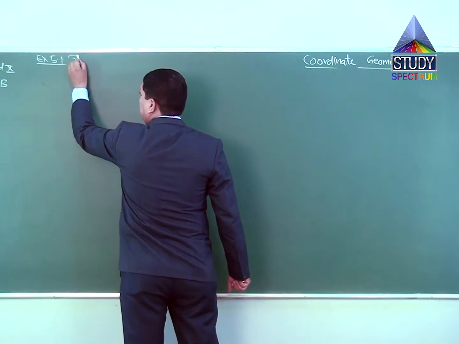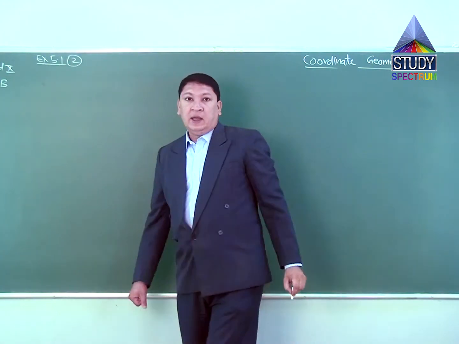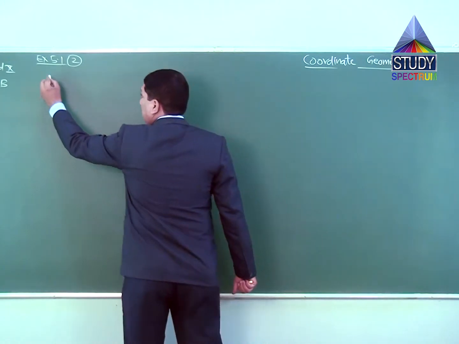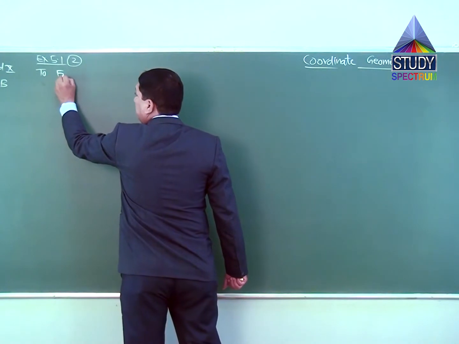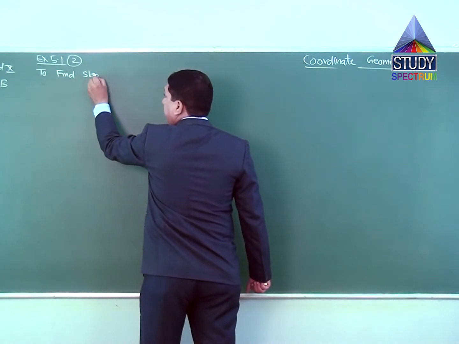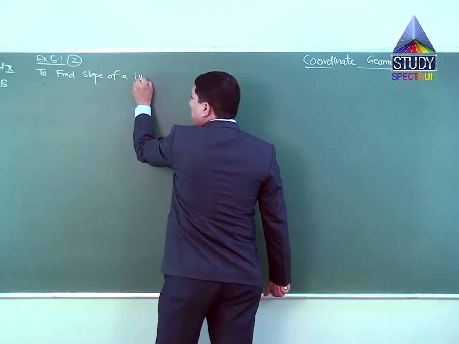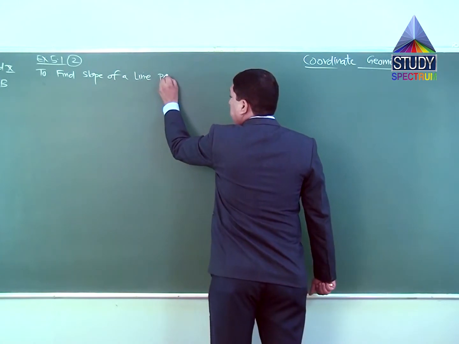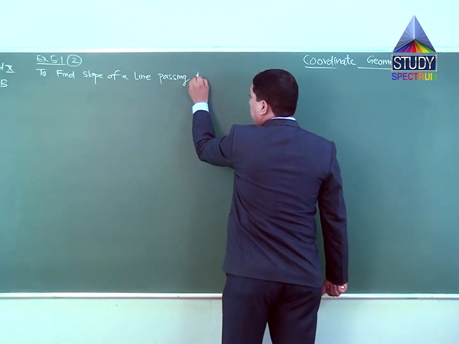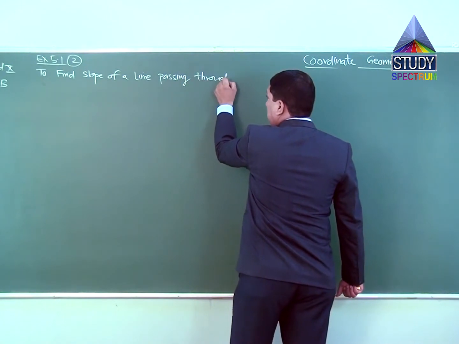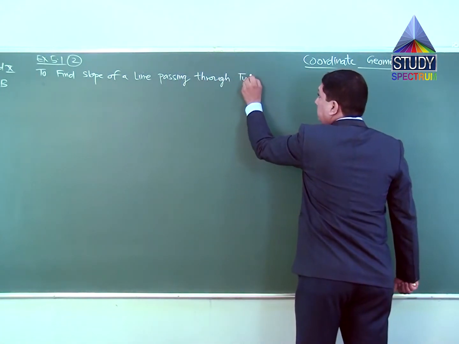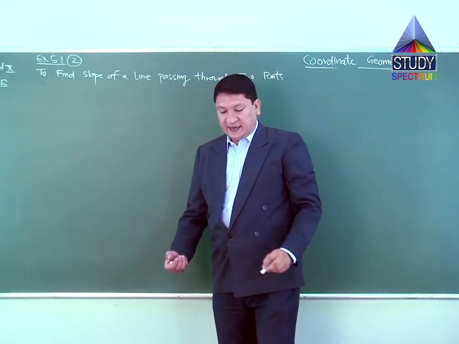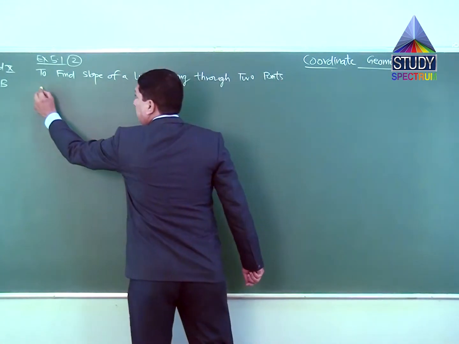We'll start with the second sum. The question is, we need to find the slope of a line which is passing through 2 points. This is your exercise 5.1 second sum. So we'll take the first one.